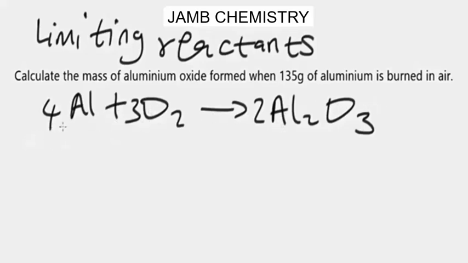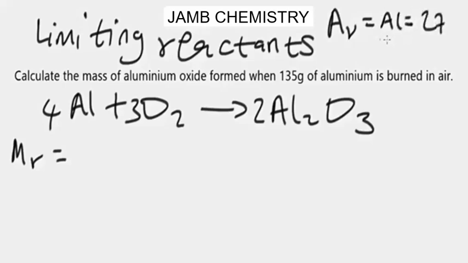Now the next thing I'm going to do will be to calculate the relative formula masses of the elements or compounds in this reaction. For aluminium, the relative atomic mass. Let me give you guys the relative atomic masses of the elements. Now remember, I told you that you have to know this, because not all questions will give it to you, or in case you're not given it, you have to be able to decode it. So for aluminium, we have 27. For oxygen, we have 16. That's all.